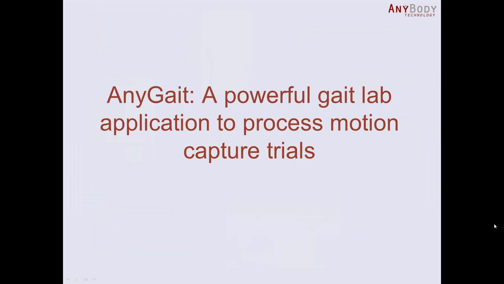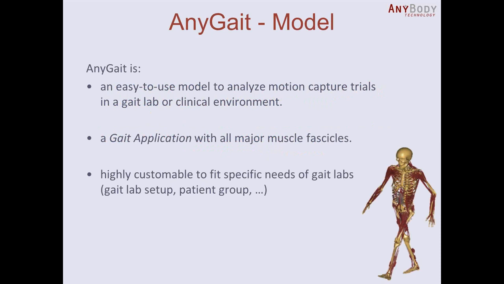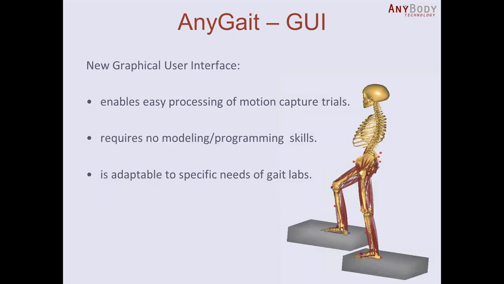So now I will start to explain the AnyGait, and the title again was a powerful Gait lab application to process motion capture files. So AnyGait is an easy-to-use model to analyze motion capture files, especially in a Gait lab or in a clinical environment. It is a Gait application including all major muscle fascicles, and it's predefined. However, it's still highly adaptable to fit specific needs of your Gait lab in terms of Gait lab setup or patient group or whatever you want to analyze.